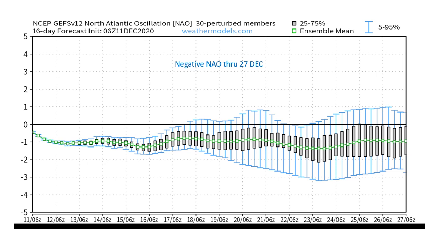So right now, what we've discussed is a negative AO, fairly sharply negative, by the way, and we've talked about a slightly negative NAO, possibly neutral transitions into January. So those are two indicators right there, two separate teleconnections that say cold in the east, upper level trough in the eastern U.S., and the dip in the jet stream across the east.